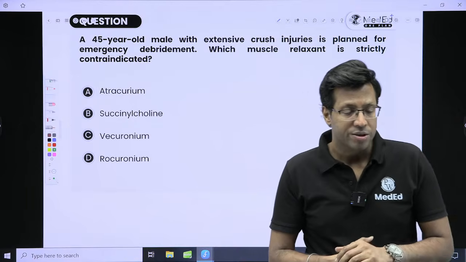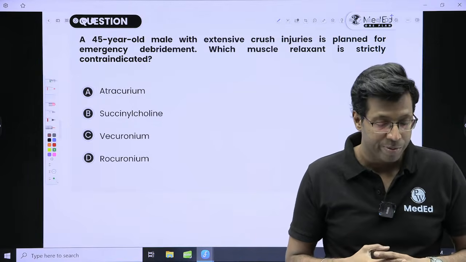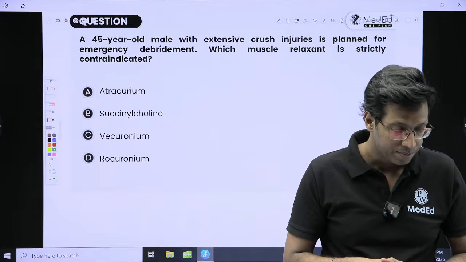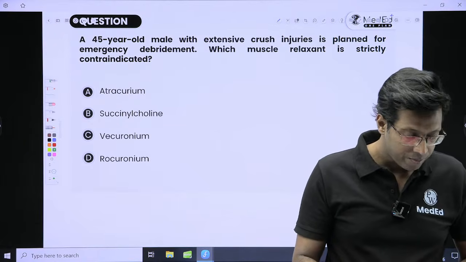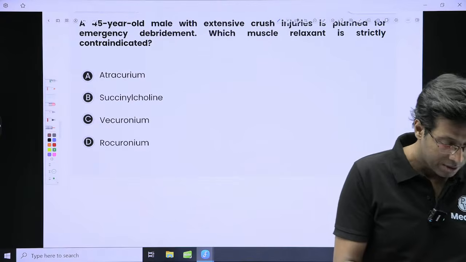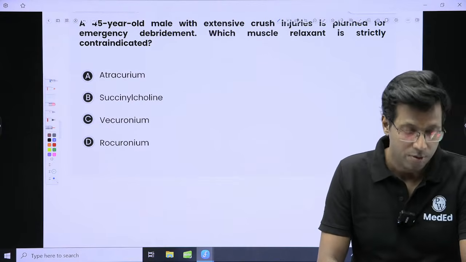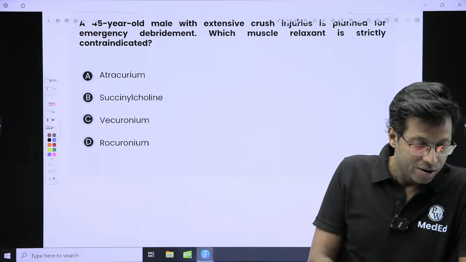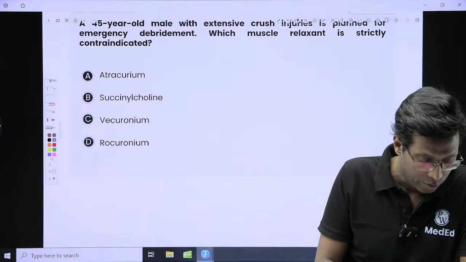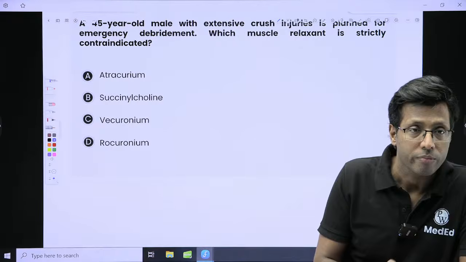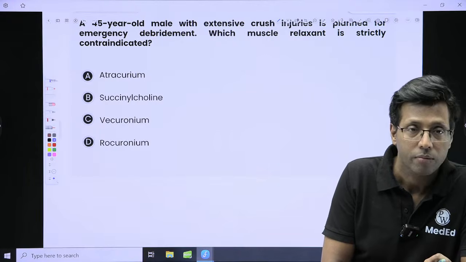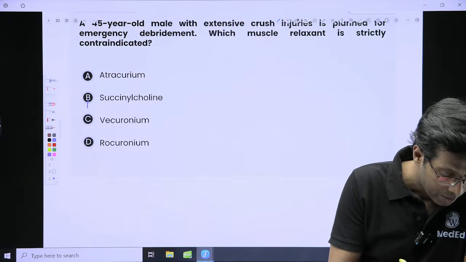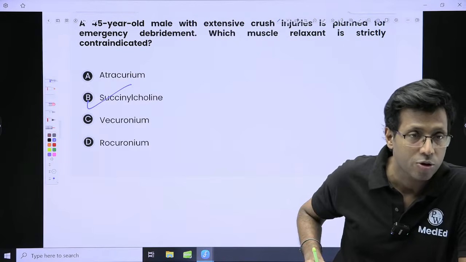A 45-year-old male with extensive crush injury is planned for emergency debridement. Which muscle relaxant is strictly contraindicated? Don't use it. Which one? Atracurium, succinylcholine, vecuronium, or rocuronium? Answer. Anyone? What do you think? No one? The answer is succinylcholine. Okay, correct. Dr. Ronak says B.